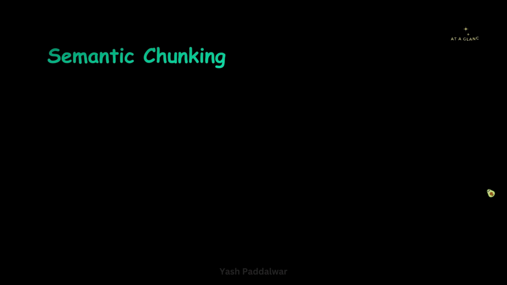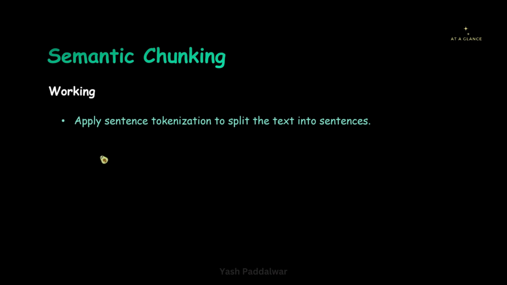How it works. So let's have a look at the working. First, we need to apply sentence tokenization to split the text into sentences. Now, obviously, in a particular text file, there might be a lot of information. Initially, we'll have to create some custom chunks from which we can then create the actual semantic chunks. So for creating the custom chunks, we can use this sentence tokenization. We can split the entire text file based on sentences. That means one single chunk will contain a single sentence.